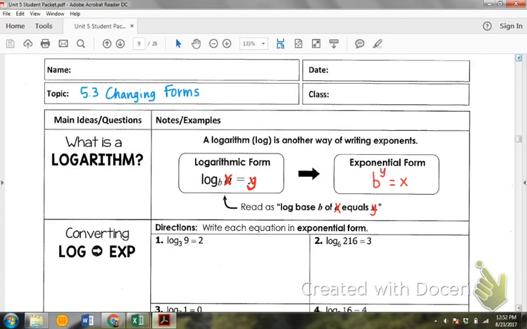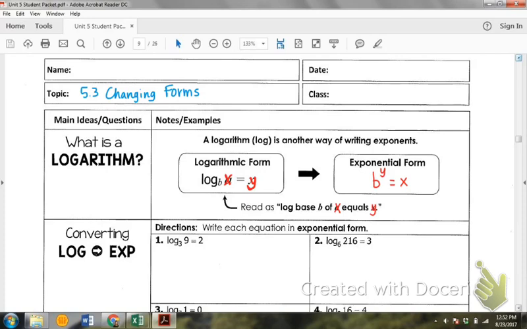So these forms are kind of inverses of each other. We talked about inverses a couple of weeks ago, and so we're going to be using logarithm and exponential form in all of the problems that we're doing, okay? If you notice, in your calculator, you have a log button.